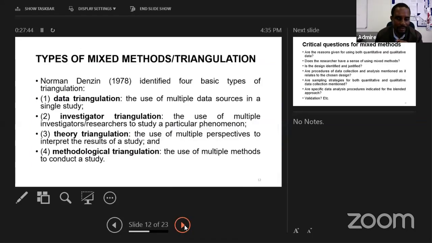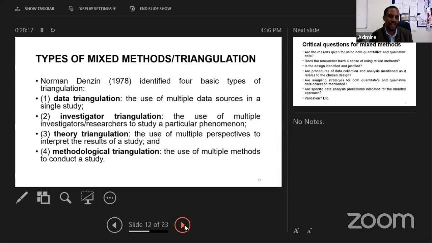So basically, as we have already pointed out, in terms of the terms that can be used, you can use the term mixed methods, which is now essentially the politically correct statement to use, or you can use triangulation. So as part of trying to unpack what triangulation or mixed methods is all about, Denzin in 1978 came up with 4 basic types of triangulation that can be done.